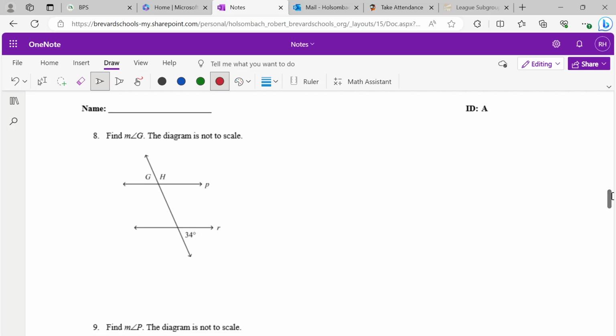Problem number 8, find the measure of G. Diagram is not to scale. So again, we have G, which is on one side of the transversal, the left side of the transversal, and it's in the exterior region. And then we're given an angle measure of 34 degrees. It's on the alternate side of the transversal in the exterior region. So these are alternate exterior angles again, and they're congruent. So the measure of angle G, that's equal to 34 degrees.